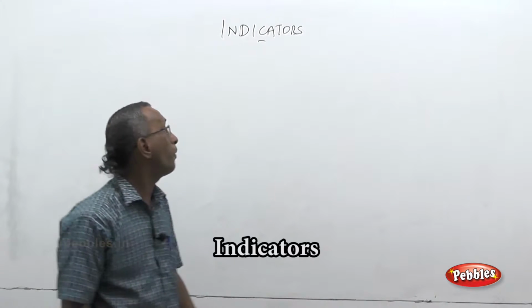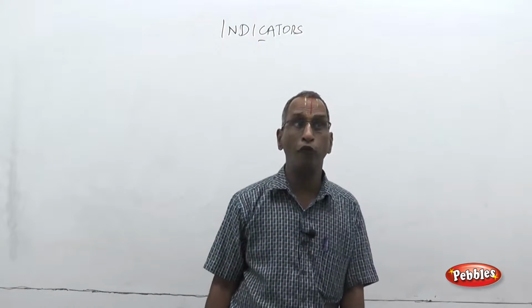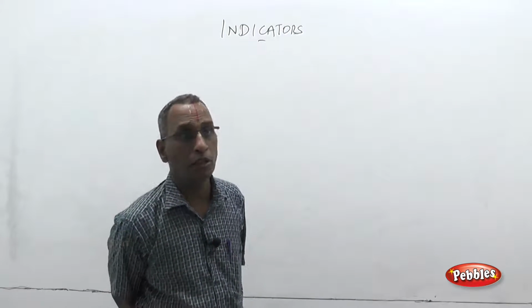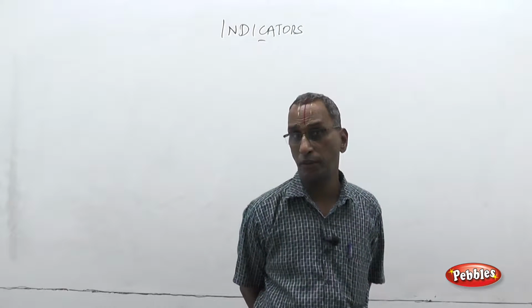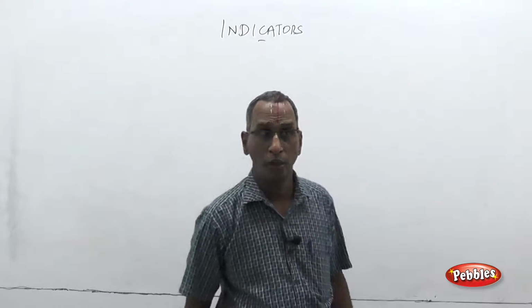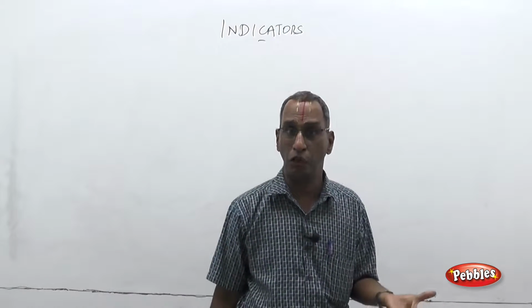Now, the last important application of ionic equilibrium concept is the phenomenon of indicators. Indicators are the substances which are used to follow the course of a reaction, that is completion of a chemical reaction. So, how do they function? They function by color change.